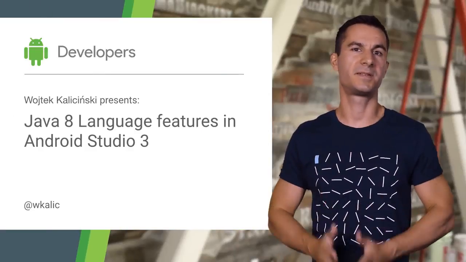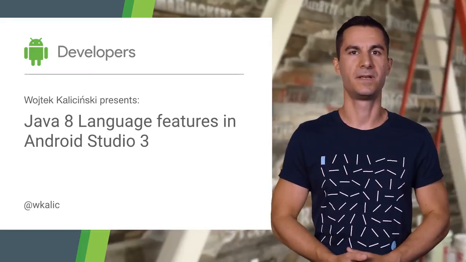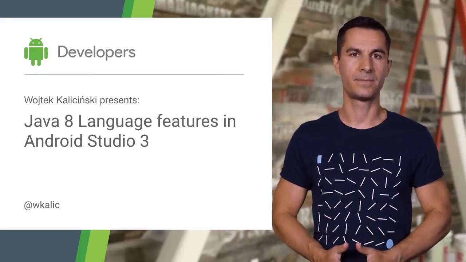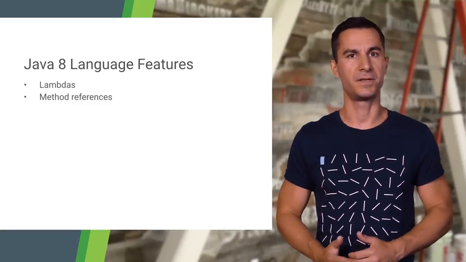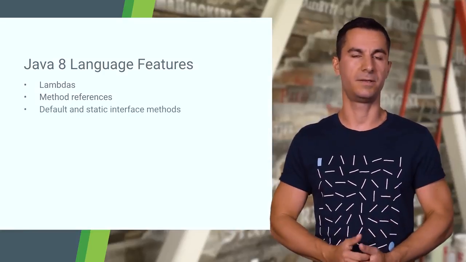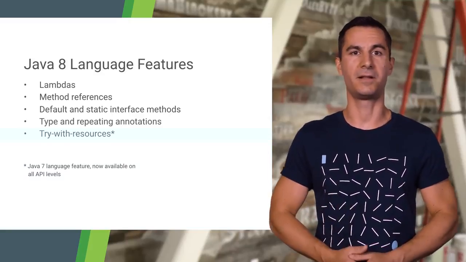We know developers don't like standing still and want access to the latest and greatest features in the tools they use, and that includes programming languages. With Android Studio 3.0, we're not only shipping Kotlin as an official new language for Android, but we're also making life easier for those of you who prefer to code in Java, by introducing support for Java 8 language features in the default toolchain. Starting with the Android Gradle plugin version 3, you can freely use lambdas, method references, default and static interface methods, try with resources and repeating annotations on all Android API levels.